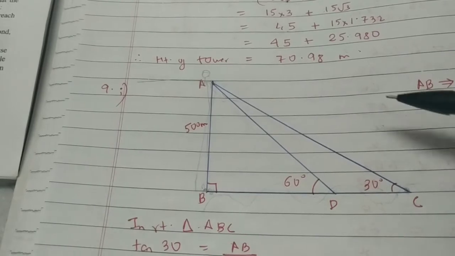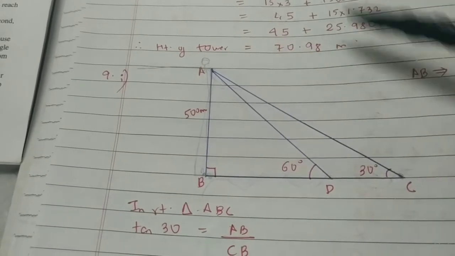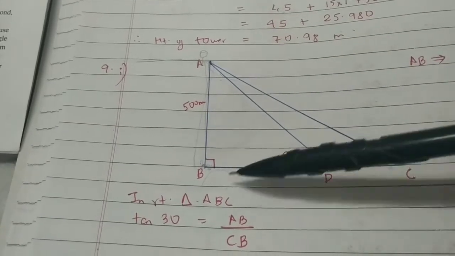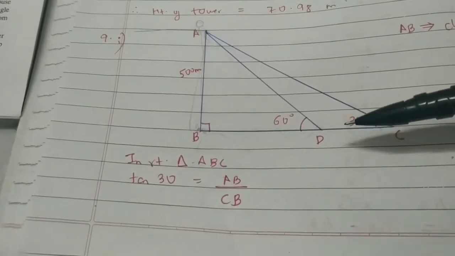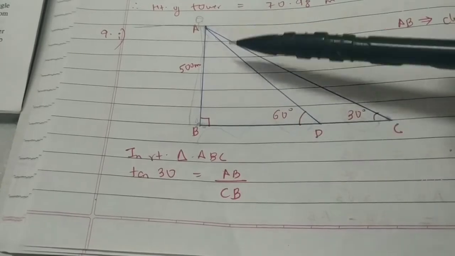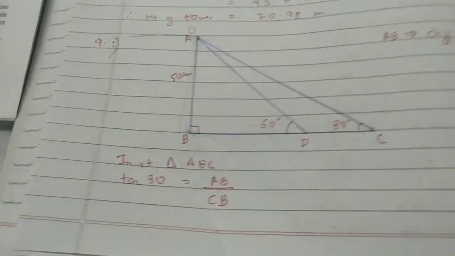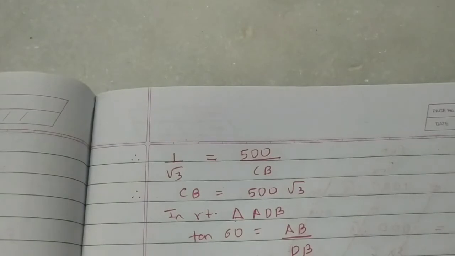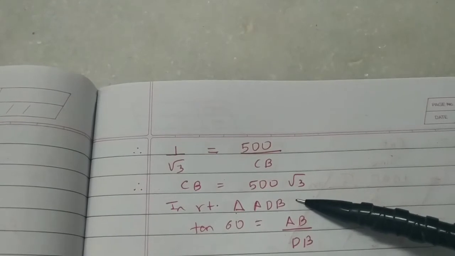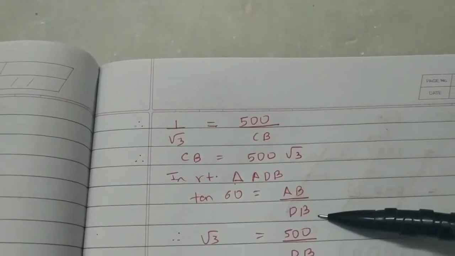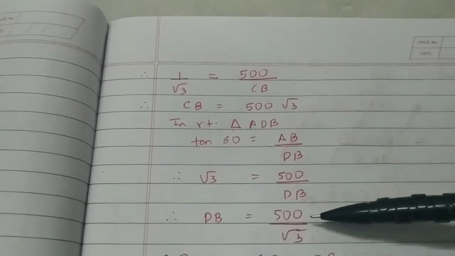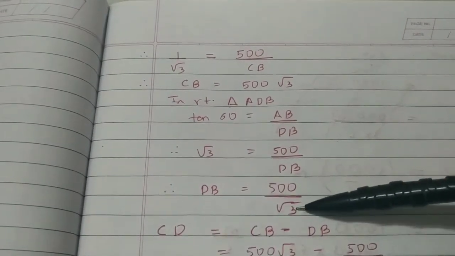So first of all, in right triangle ABC, the big triangle, we use tan 30, that's AB upon CB. Tan 30 is 1 upon root 3 and AB is 500. So we get the value of CB, which is 500 root 3. Don't substitute yet. In right triangle ADB, use tan 60, AB upon DB. Tan 60 is root 3, AB is 500. Get the value of DB. Don't substitute the root 3 value yet.